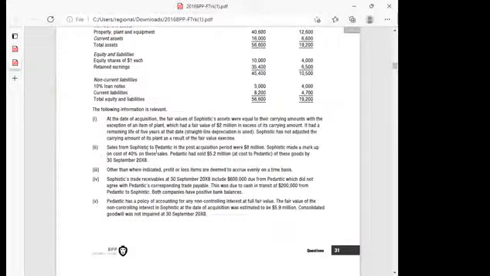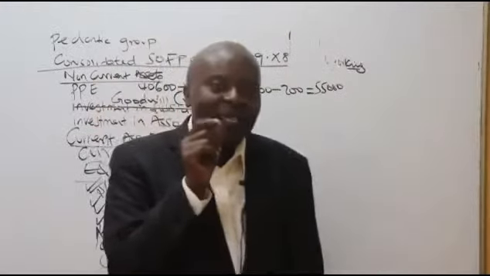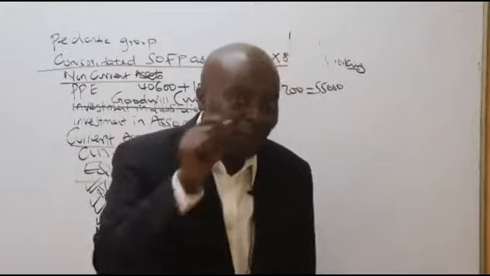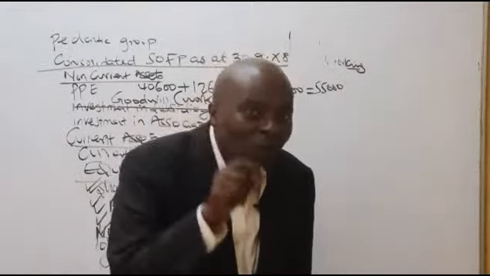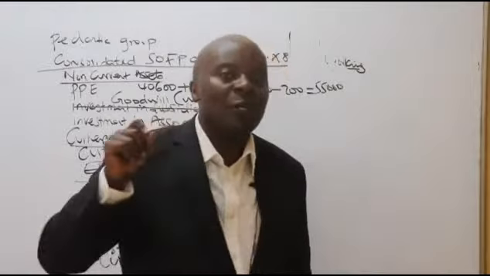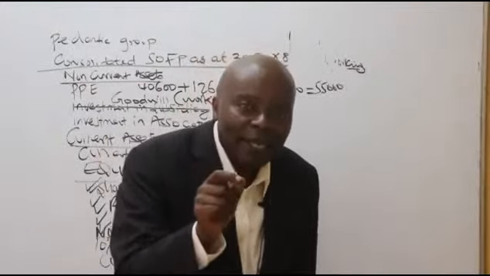Sales from Sophistic to Pedantic in the post-acquisition period were 8,000. Sophistic made a markup on cost of 40% on these sales. Ladies and gentlemen, listen to me very well. When I go to the consolidated income statement, that internal sale of 8,000, 8 million, I'm cutting the 3 zeros, must be removed, deducted from the group revenues.